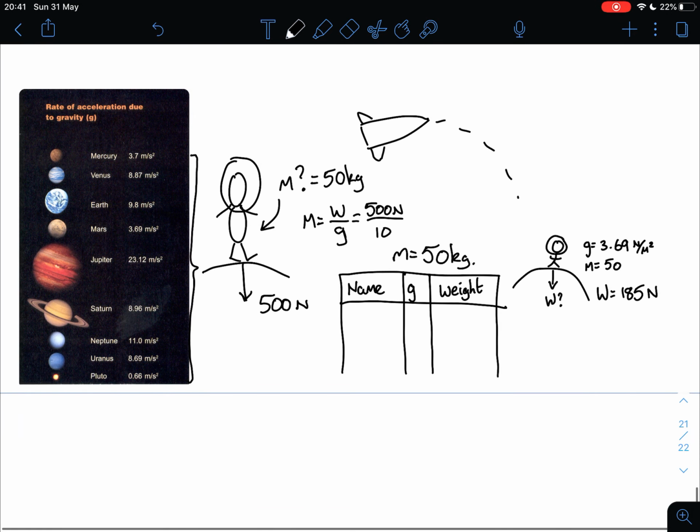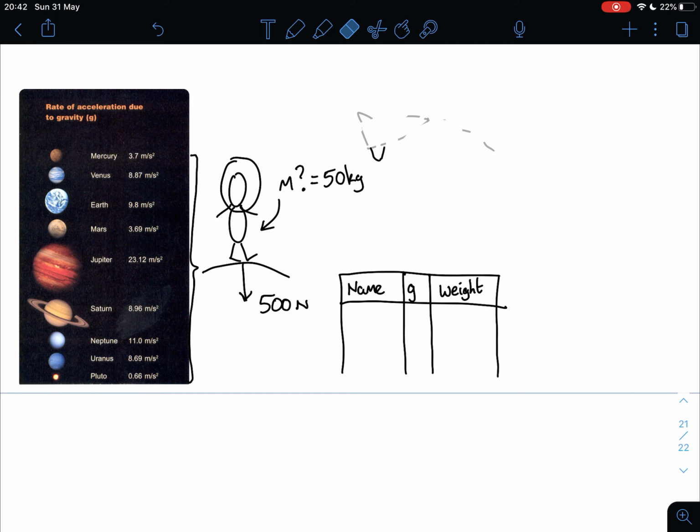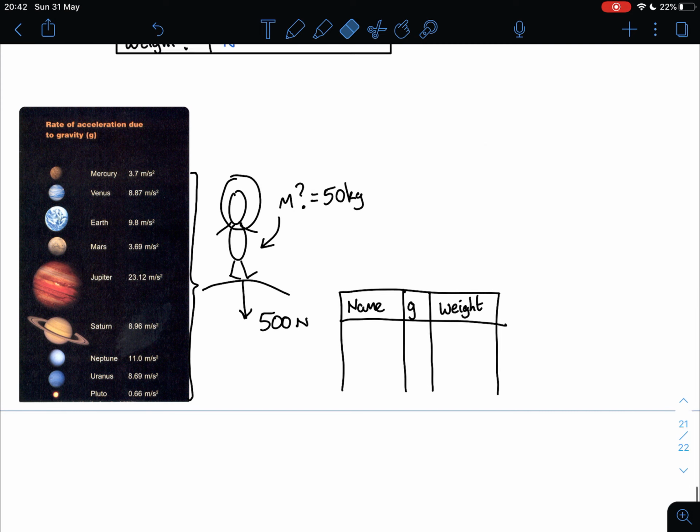Right. Next, let's have a look at other planets. I haven't done the equation. I need to do the equation first. Let's have a quick look. Hopefully most of you will know it by now anyway. We'll get rid of this rocket. That was my previous attempt at teaching when the voice didn't record.